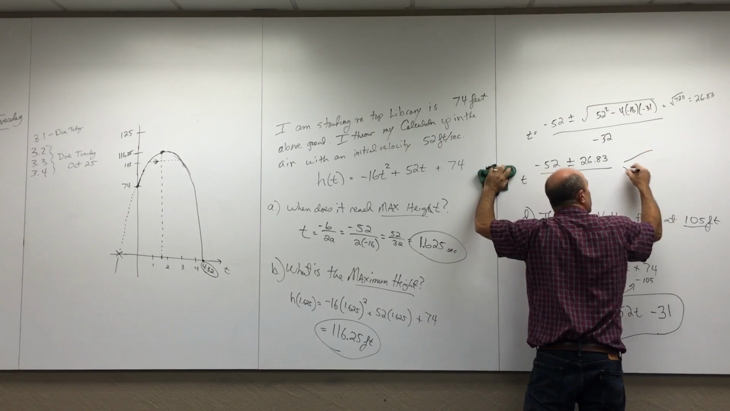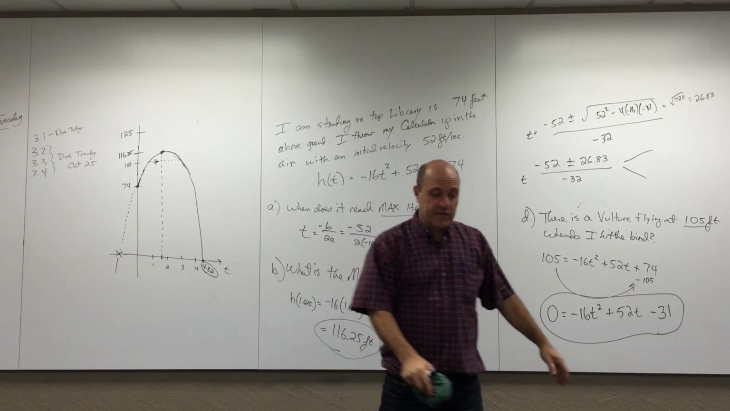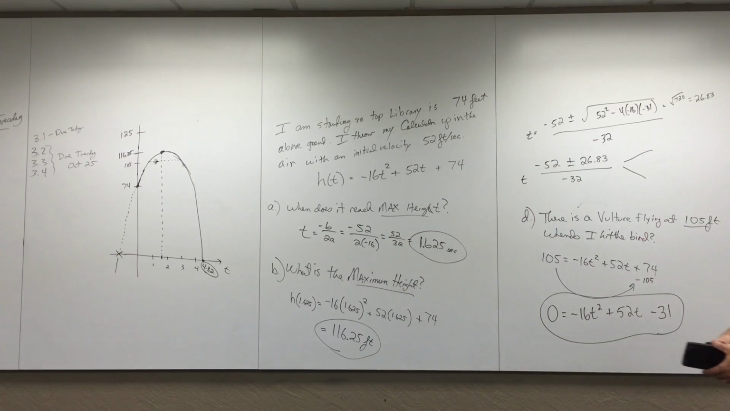Now you try to execute both of these. You do the plus, you do the minus, and get this answer. Negative 52 plus 26.83. That's a negative number, but when you divide by negative 32, it becomes a positive 0.79 seconds. So that's one time you can hit the vulture.